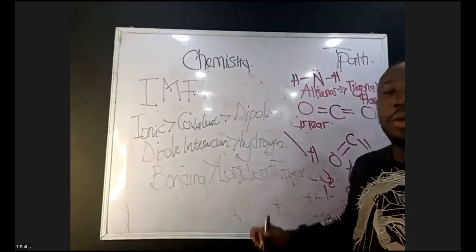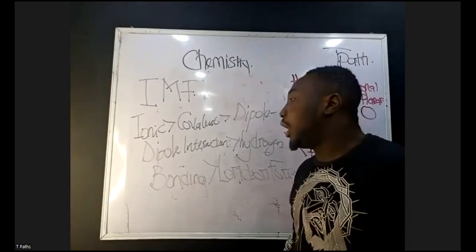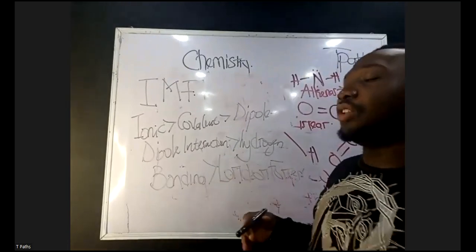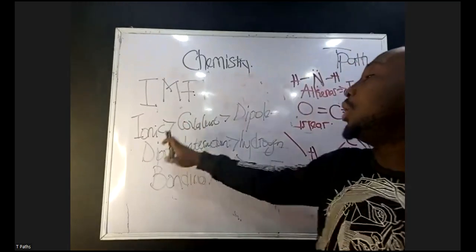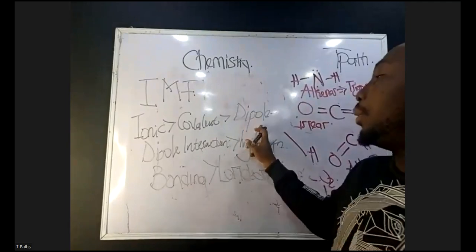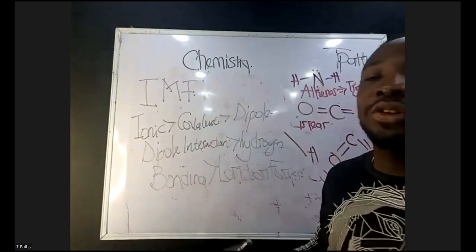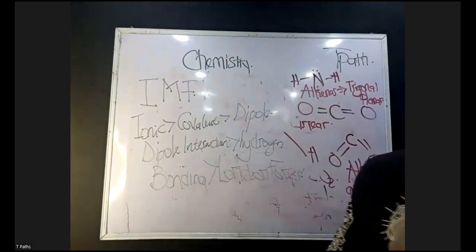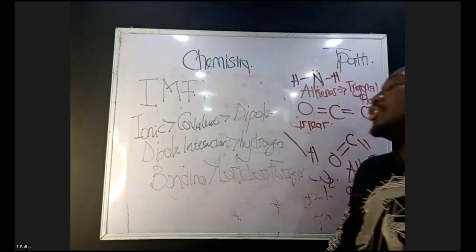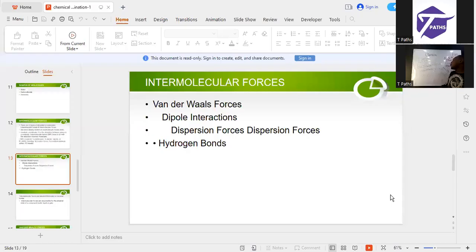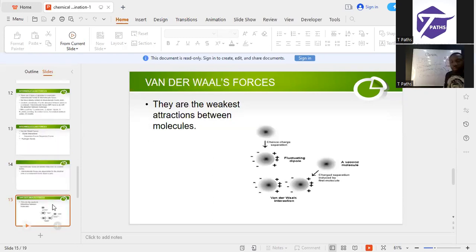Now, guys, please, I want you to look at something here. In case you are asked in the exam, strength of bonding: ionic first, covalent, dipole-dipole interaction, hydrogen bonding, and London forces. So we start with them one by one. The first one is van der Waals force. Van der Waals forces combine your dipole-dipole interaction and your London forces. They are the weakest attractions between molecules.